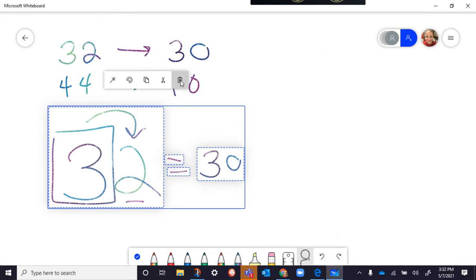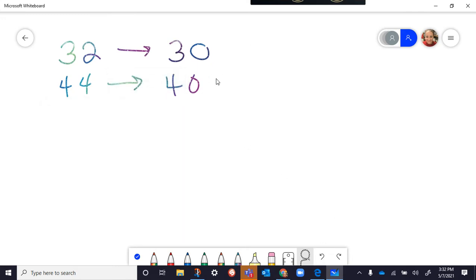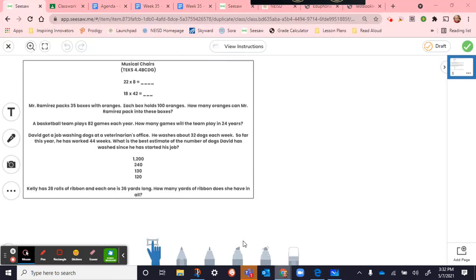All of that, let me tick off here. All right, so these are going to be our new numbers that we're going to work with. So let's go back to the problem and let's see what we're doing with those.